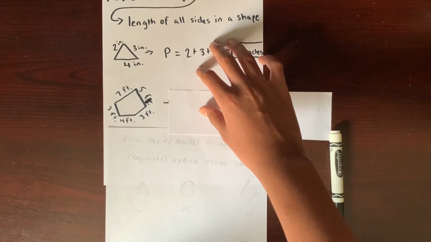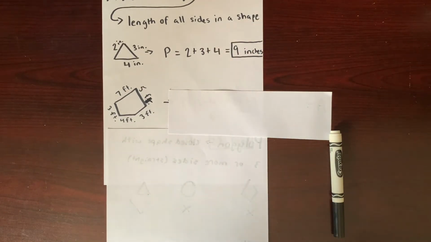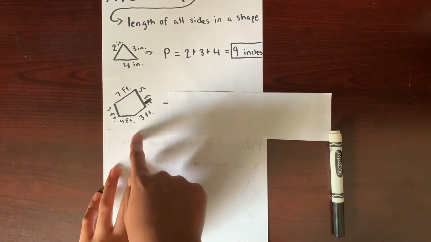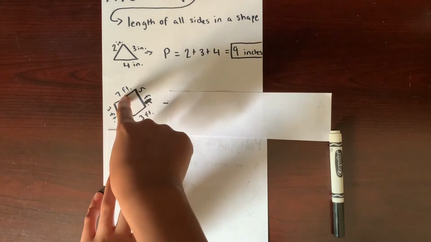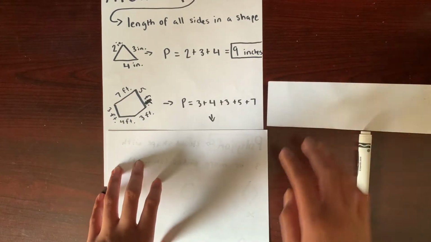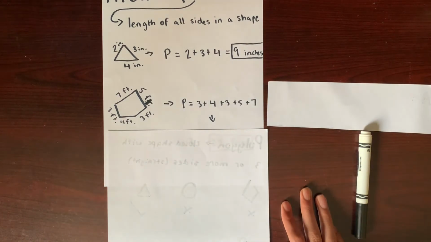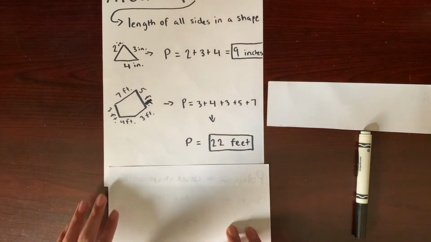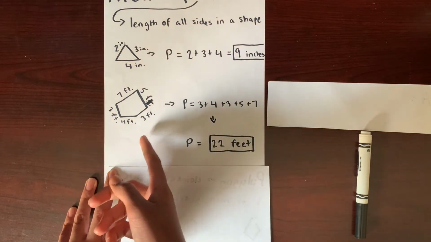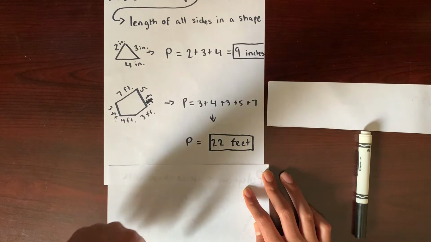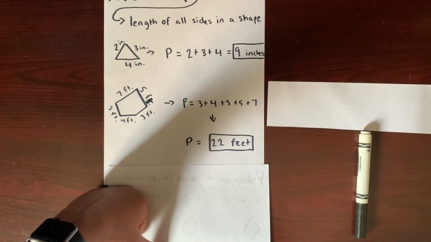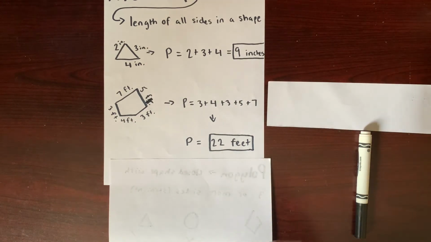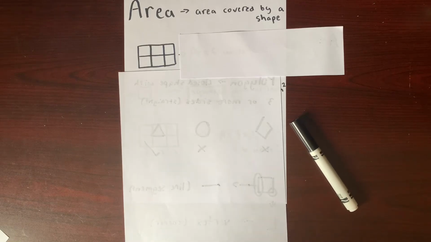So here we have a more complicated example, but it's still the same concept. So we have 5 sides, side length 3 feet, 4 feet, 3 feet, 5 feet, and 7 feet. So when we add up those 5 numbers, 3 plus 4 plus 3, plus 5 plus 7, we'll get 22 feet. And once again, we have to use feet because that's the unit they gave us. If we didn't use a unit, then we wouldn't know how long the perimeter is because we don't have some way of measuring it.